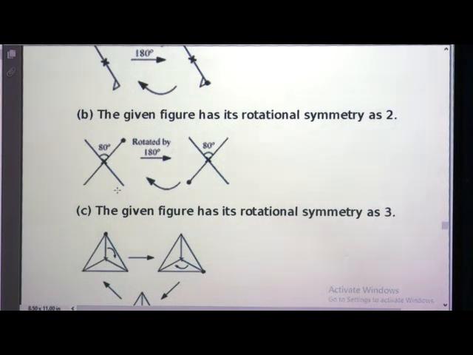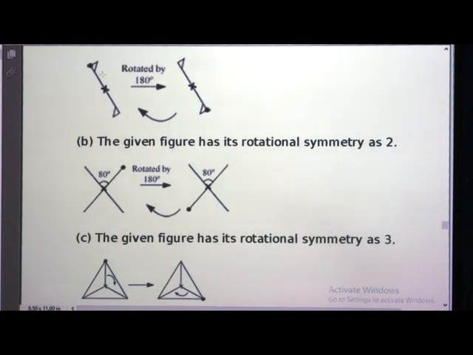So, here we can say the given figure has only 2 rotational symmetry. See this dot, if you rotate it here again you will get the dot, that dotted part which is shown in the second figure. So, at which degree does it rotate?